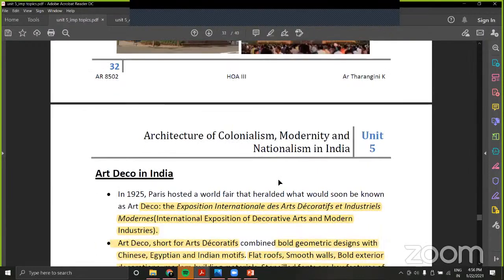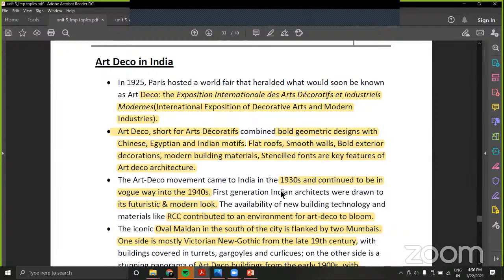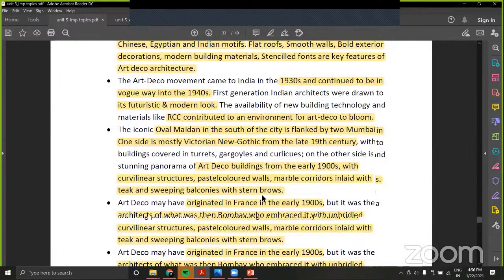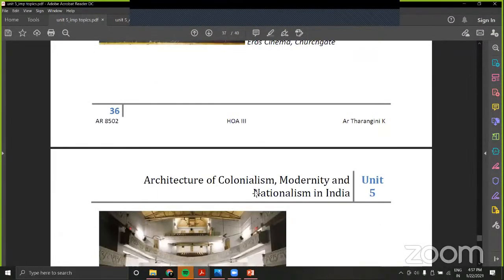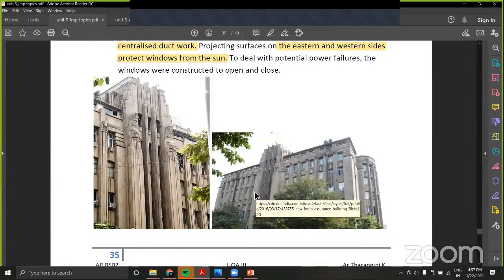Yeah. So basically, then comes the Art Deco in India. This is the last topic. Yeah, this is the last topic. So there is the Art Deco in India.